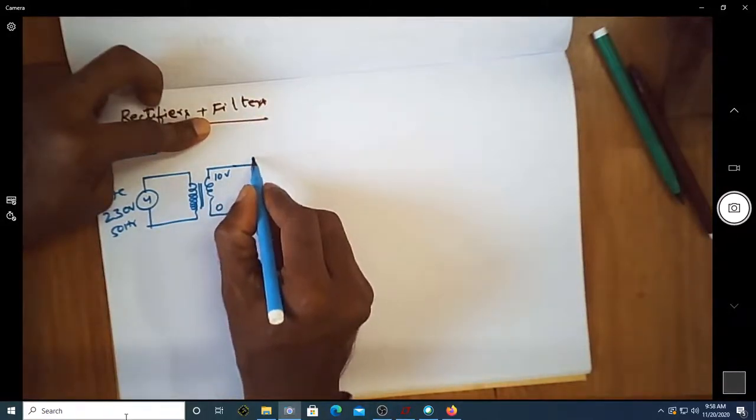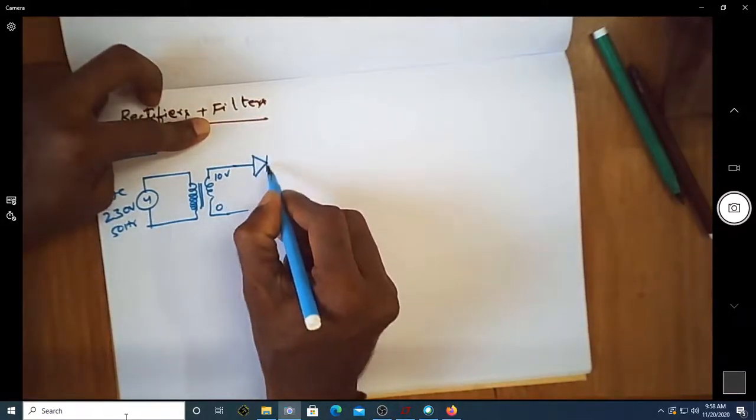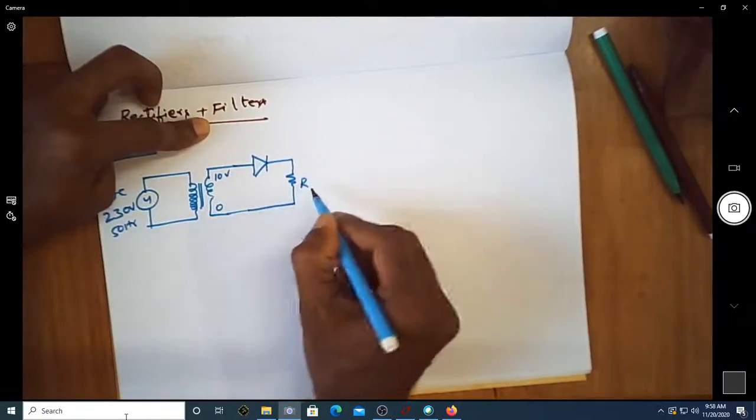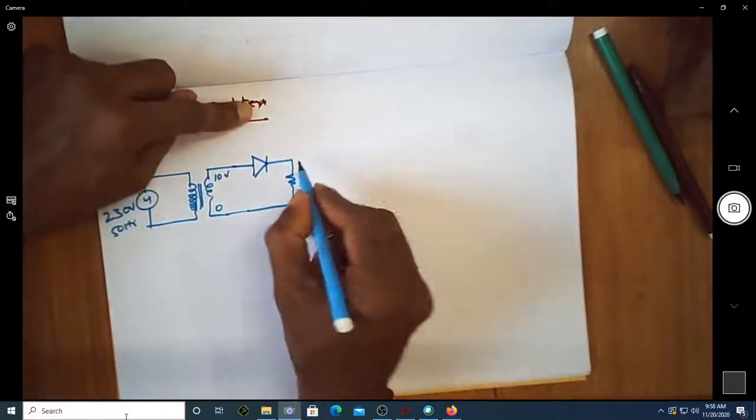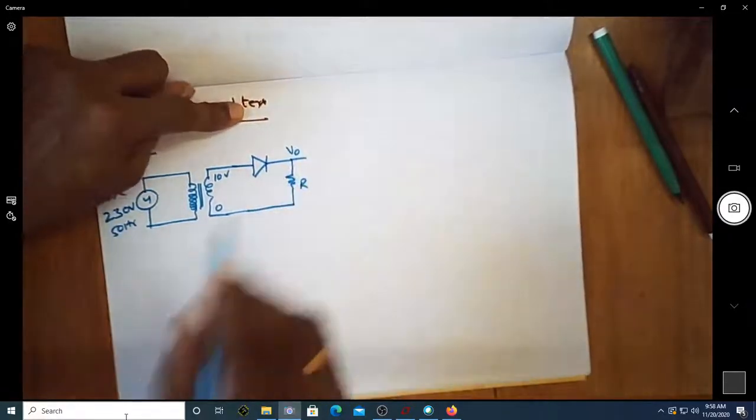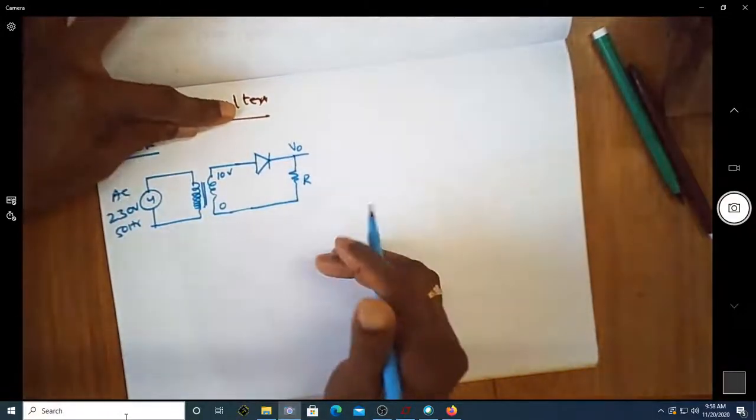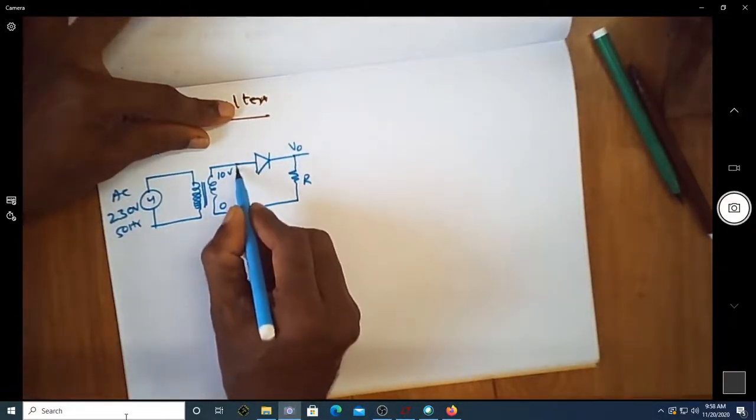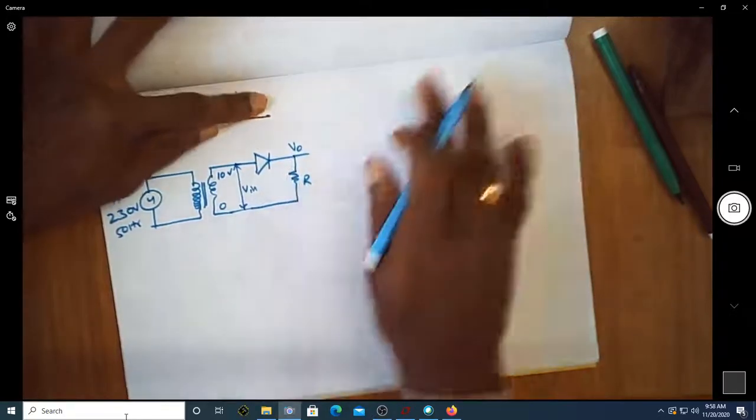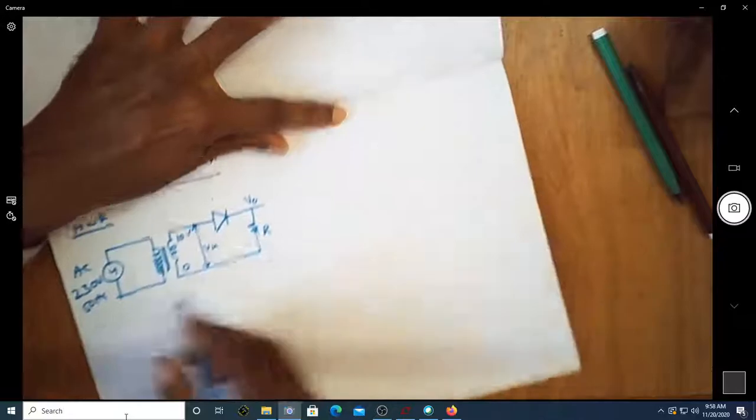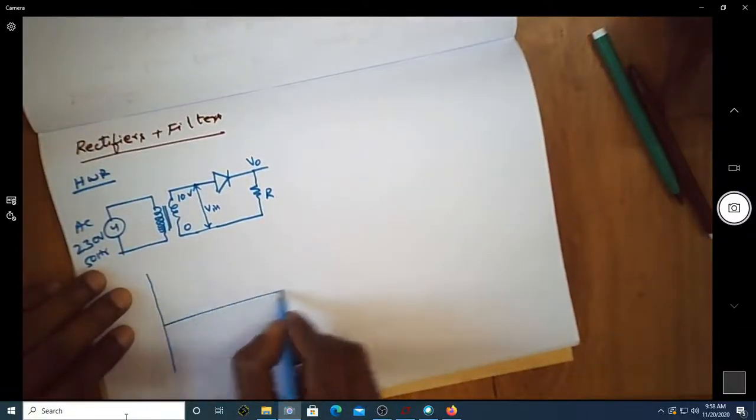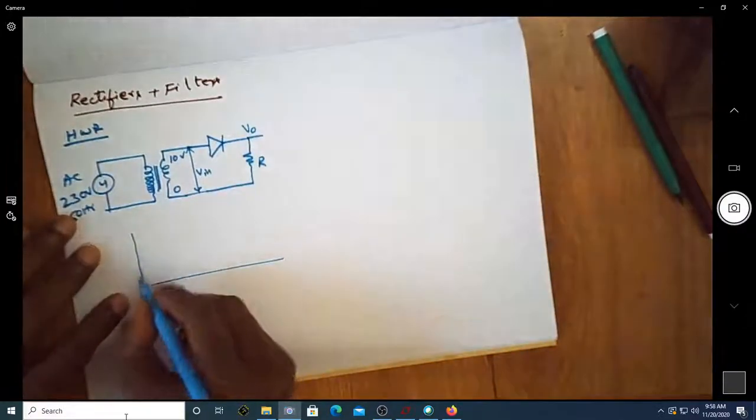So let us write the half-wave rectifier circuit using this diode and this resistor, and we are looking at what is the voltage that we may get over here. This is the output voltage V0. Suppose you consider this as the input voltage V in, we can write the ideal as well as the typical graphs.